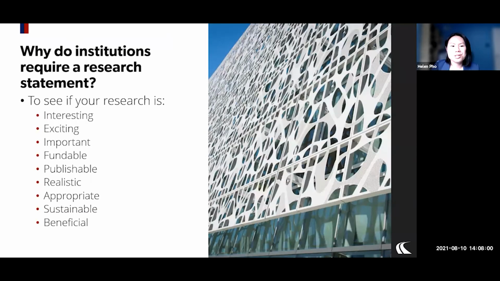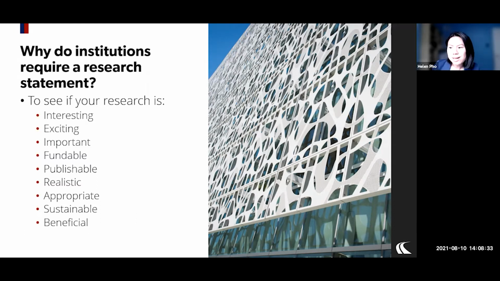Why do institutions require research statements? So usually it's because the institution and the search committee wants to see if your research is all of these adjectives below. Is your research interesting? Is it exciting? Is it important? Is it fundable, publishable, realistic, appropriate, sustainable, and beneficial? So when they're evaluating your research statement, in addition to the rest of your application, they're going to be asking these questions about your research.